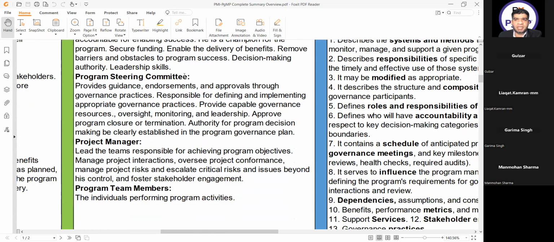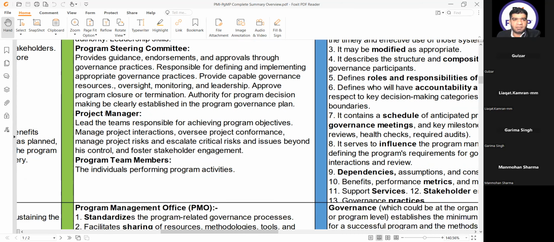Then we have the program steering committee. What are the keywords? Provides guidance, endorsements, and approvals through governance practices. It is responsible for defining and implementing appropriate governance practices, providing capable governance resources, oversight, monitoring, and leadership, and approving program closure or termination. Authority for program decision making should be clearly established in the program governance plan.